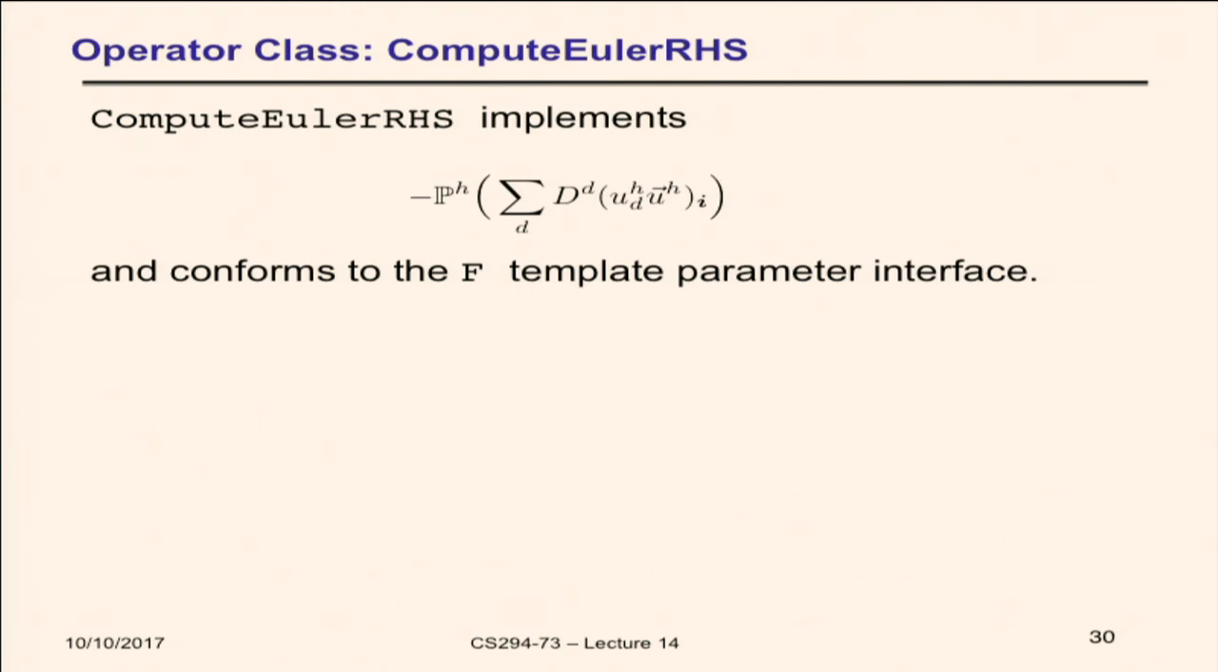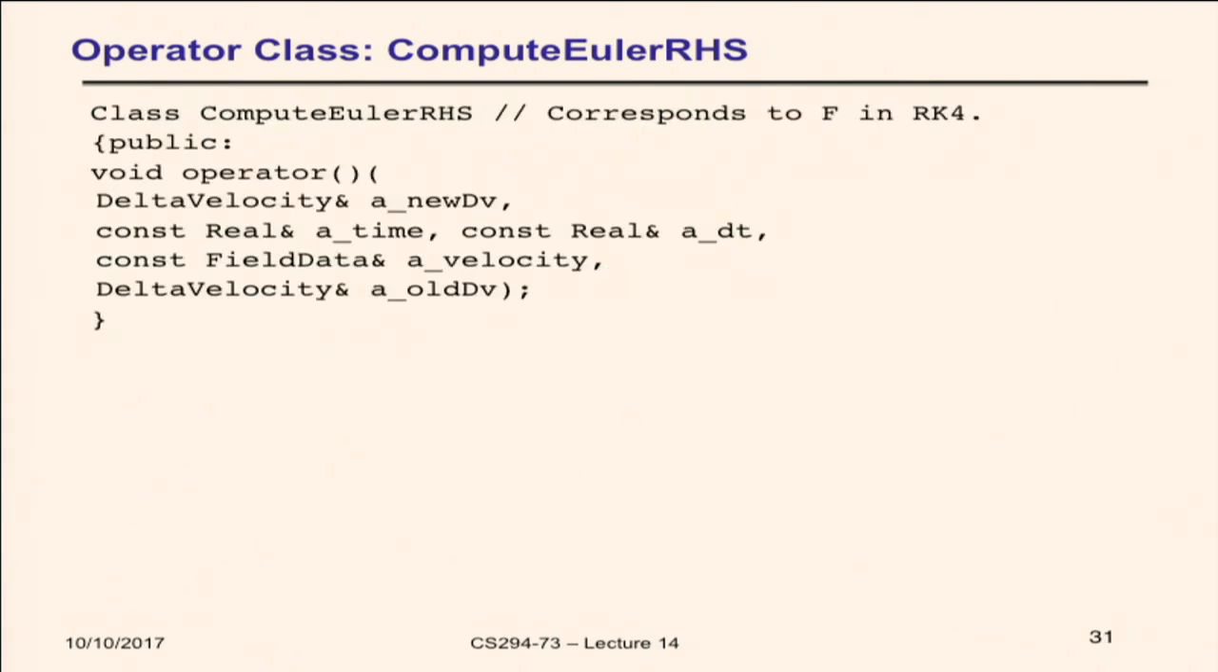Here's another, and let me just keep going through it. Now that you've seen what fourth order Runge-Kutta is, now I have to tell you the pieces that plug into this. We have a compute Euler right-hand side class that implements this projection applied to the divergence, applied to the advective derivatives of u, and conforms to the f template parameter interface that I gave for Runge-Kutta. Here's what the operator class looks like, or at least the header for it does. We have an operator that's just parens and takes these 5 arguments. So that conforms to the contract for computing a right-hand side in fourth order Runge-Kutta.